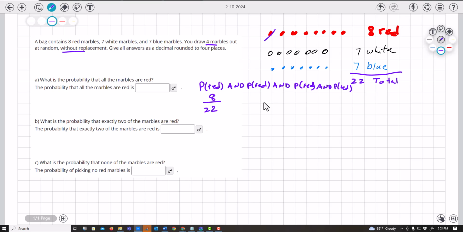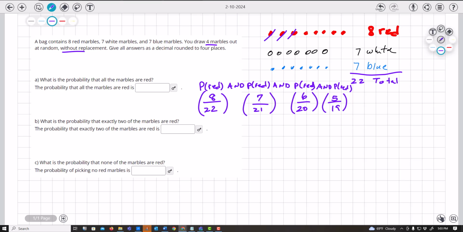So I picked one red. Notice what's happening now is the next time I draw, there's only 7 red and there's only 21 marbles because I already drew one. So draw that one. And then the next would be one less, 20. So I drew that one. And then next, there would only be 5 red. And so I have 19.